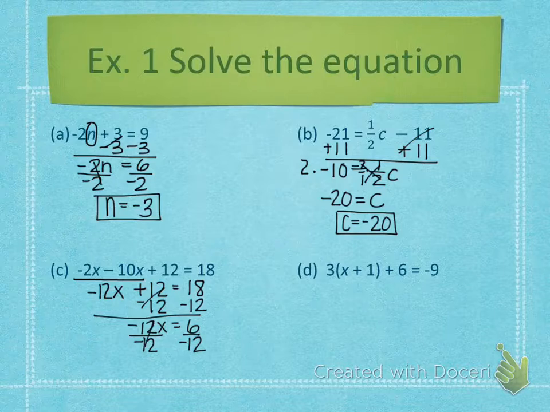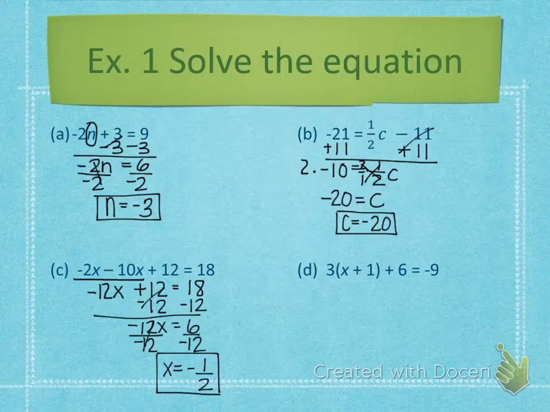So this 6 over negative 12 reduces to what? Negative 1/2. I don't care if the negative's in front of the fraction, if it's by the 1, if it's by the 2, as long as it's there somewhere. All right, now look at letter D. Do you see the distributive property? Yes, we have x plus 1 in parentheses, and right outside is a 3 waiting to be multiplied.